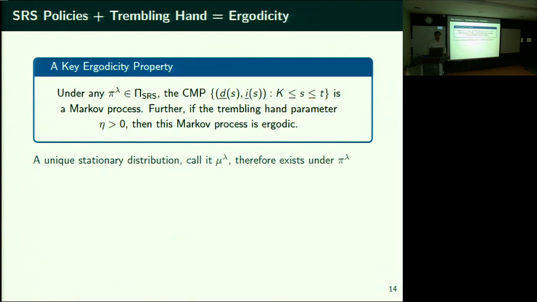So the nice property about this trembling hand is the following. Under any SRS policy, I told you that there is a controlled Markov process. Now it's actually a Markov process, because your B_t is going to depend only on the current state. So your next (D_t, I_t) is going to depend only on (D_{t-1}, I_{t-1}). So it's a Markov process. Further, if the trembling hand parameter is strictly positive, you can actually show that this Markov process is ergodic. So it's irreducible, aperiodic, and positive recurrent. This ergodicity crucially uses the fact that your trembling hand parameter is strictly positive.